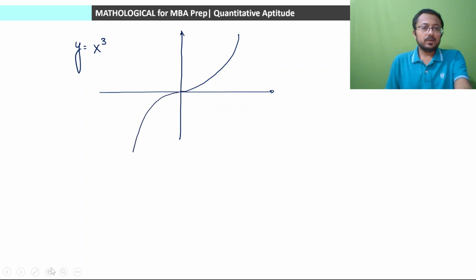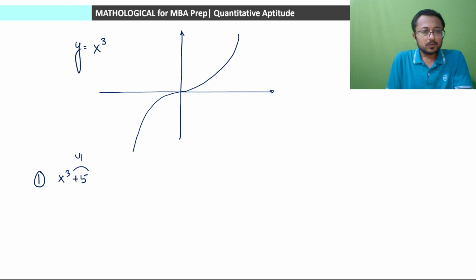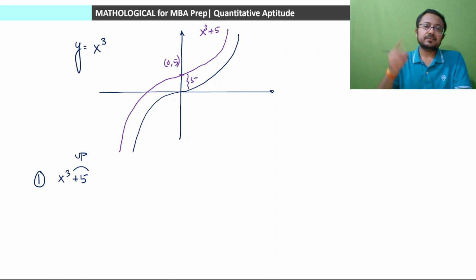Okay, now let us say we have to make the graph of y is equal to x cube plus 5. First graph, simple graph, x cube plus 5. Since we are adding 5, this will be shifting by 5 units upwards. So the graph will be like this. This is x cube plus 5. This here will be (0, 5) because this distance will be 5 units.